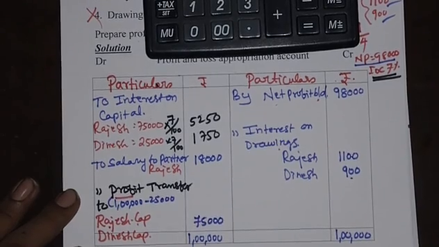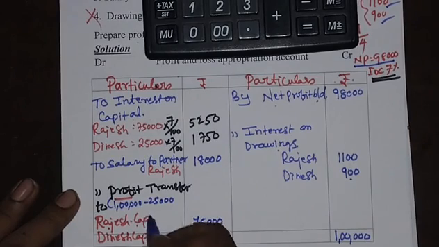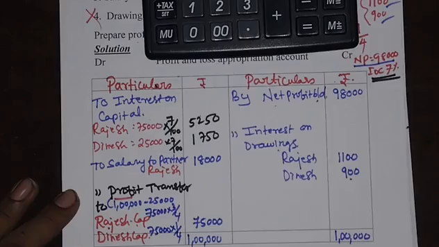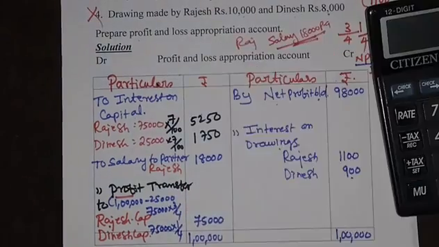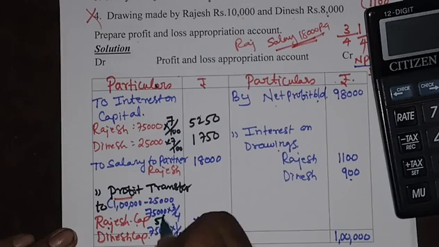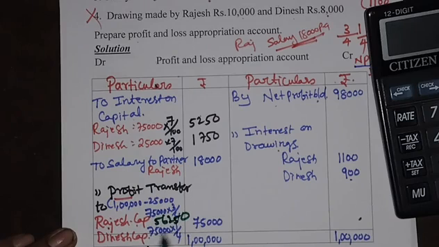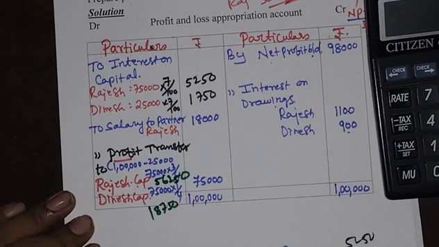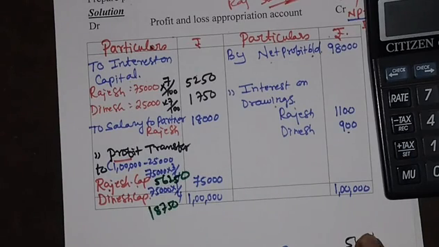This 75,000 should be distributed among the partners. 75,000 into 3 by 4 and 75,000 into 1 by 4. Yes. For the first partner, 75,000 into 3 by 4, 56,250 is the amount. And for the second partner, 75,000 into 1 by 4, it is 18,750. Yes, that's it about this problem.